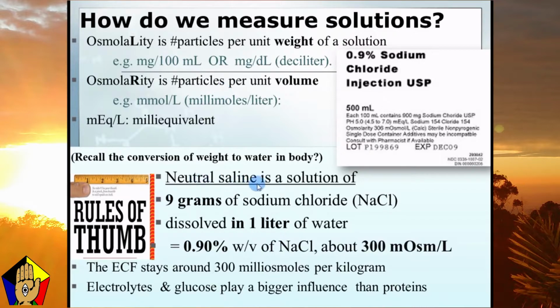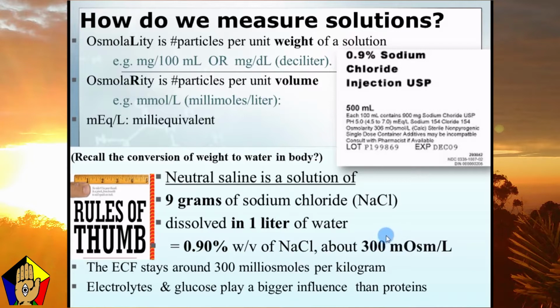When you look at normal saline solution, they have 9 grams of sodium chloride dissolved in 1 liter of water, and then the measurement comes out to 0.9% weight per volume, which is a measurement of osmolarity. So the 0.9% is what you want to remember. An isotonic solution, or a solution that's just like the body, will have 0.9% salt or saline.